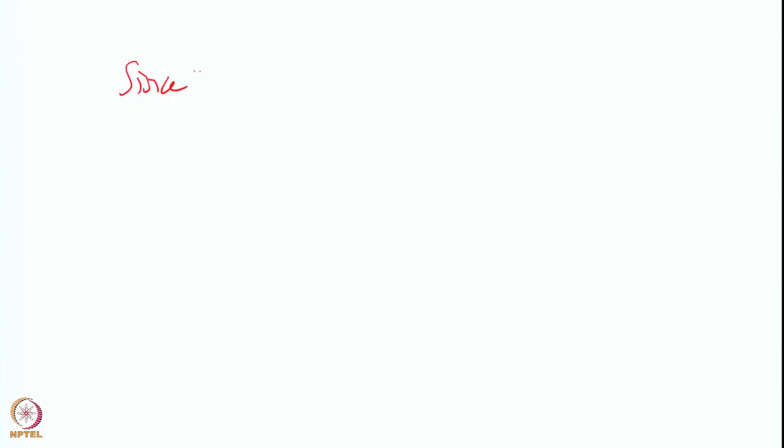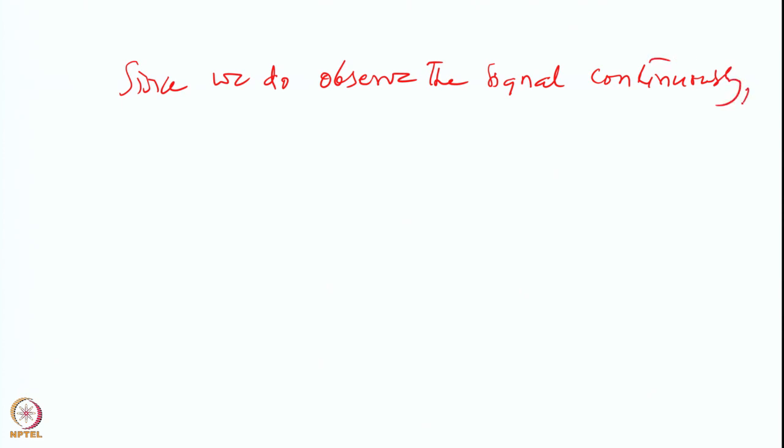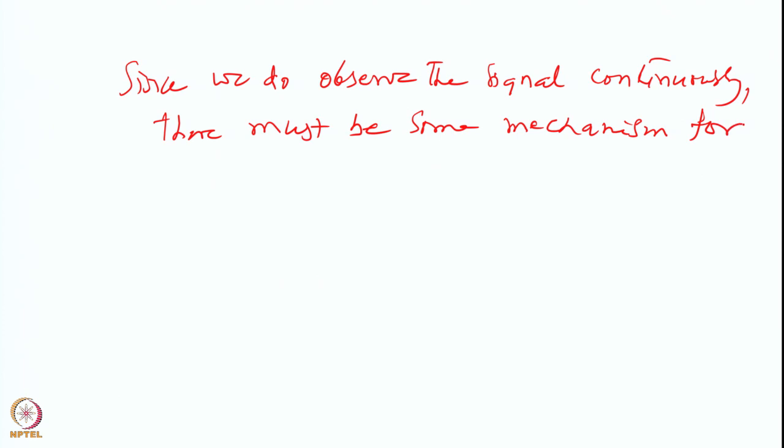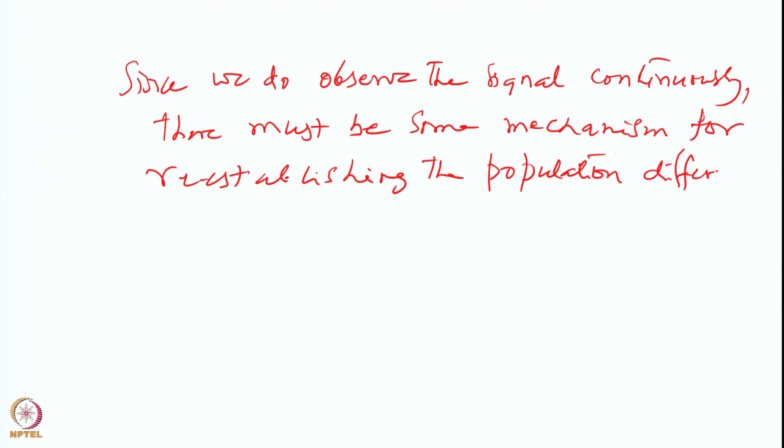Since we do observe signal continuously, there must be some mechanism for re-establishing the population difference. And this is the spin lattice relaxation which we had ignored.